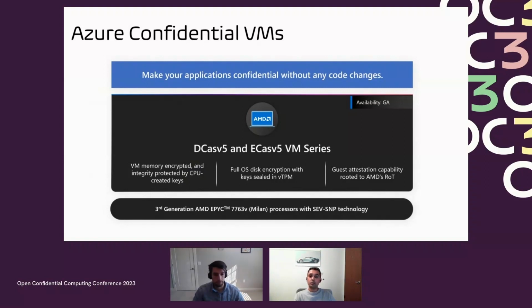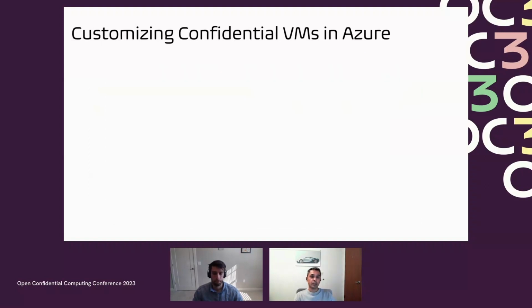It is built on top of AMD's EPYC 3 processor that offers SEV-SNP technology, and this is clubbed with disk encryption features to offer a stronger isolation story. Everything is rooted to AMD's root of trust here. So our main topic today is how to customize these confidential VMs in Azure. Building on top of what confidential VMs already offer, we want to provide more options for users to control and customize their confidential VM deployments.